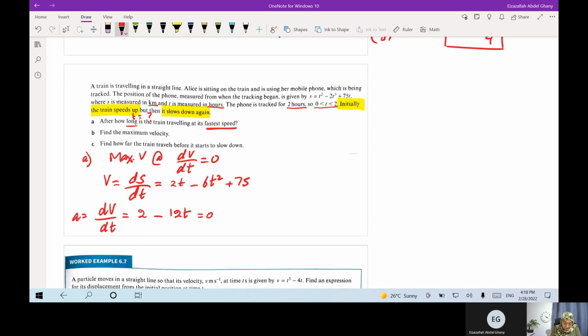Then you equate it to 0. When you equate it to 0 and solve, t will be 2 over 12, which is 1 over 6 hour. If you need to find it in minutes, just multiply it by 60. So it will be 10 minutes. Actually, the question said how long, but he didn't specify whether he needs it in minutes or in hours. I'll write both. And then let's go to the next part.